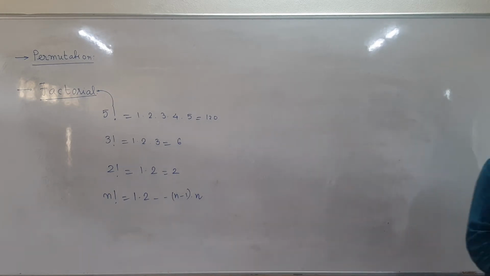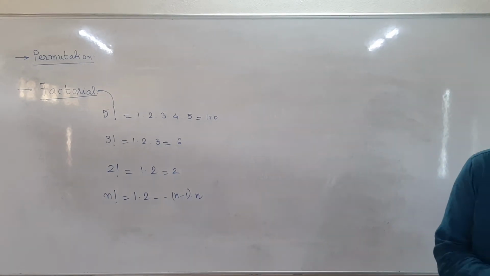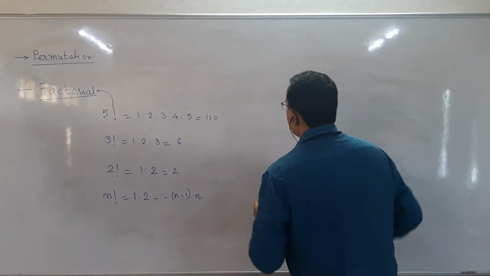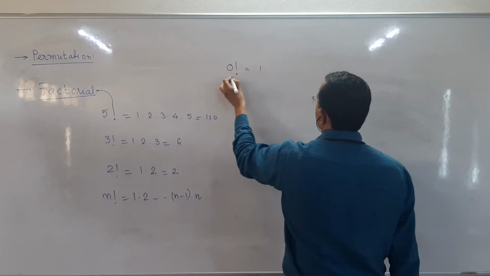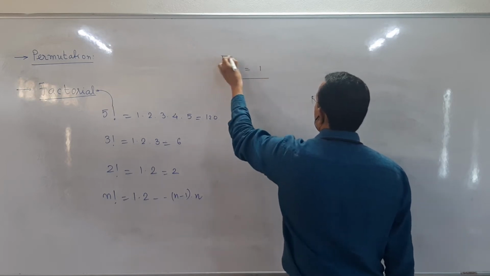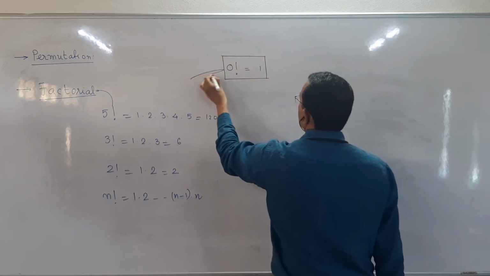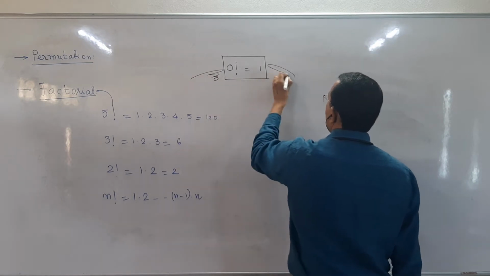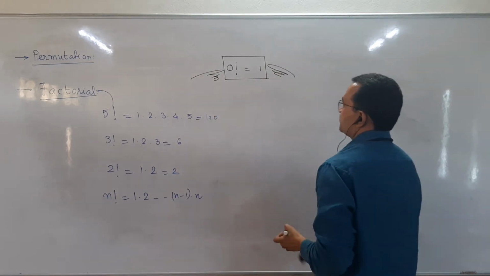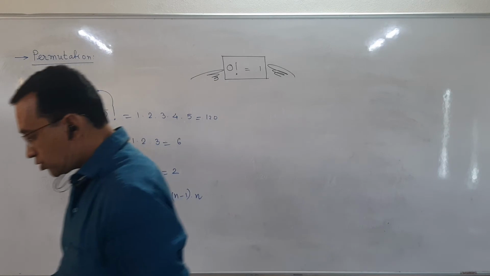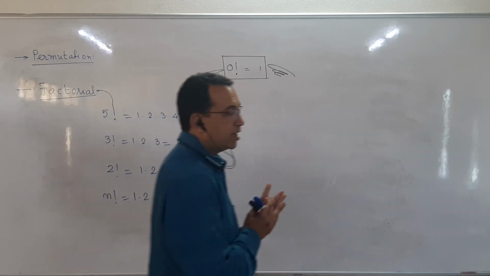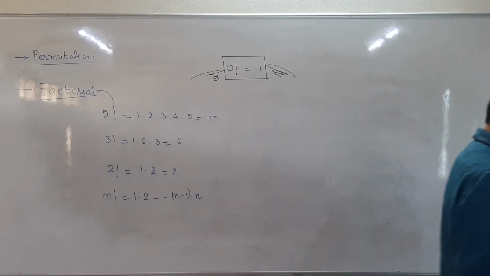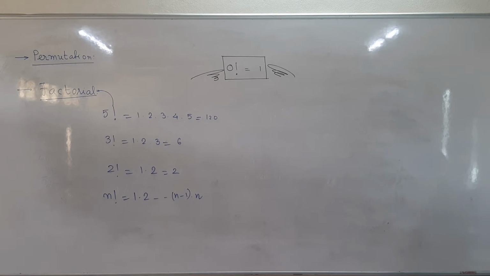So in the factorial notation we always have natural numbers. Exceptions are always there. 0 factorial is 1. 0 is not a natural number, but students, this is an exception. So we have to remember that 0 factorial is nothing but 1.